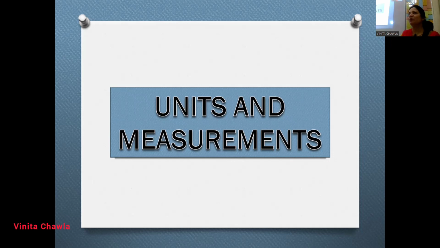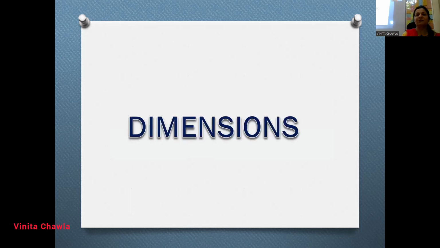What is the difference between MKS system and CGS system? MKS is meter, kilogram, second, and CGS is centimeter, gram, second. What is SI system? It is internationally accepted, universally accepted. The SI system is rational and coherent. There were a few characteristics of the SI system that we had discussed. So today we'll start a discussion with dimensions.